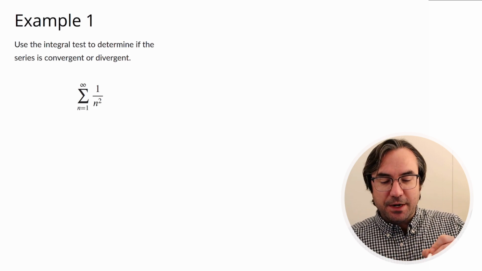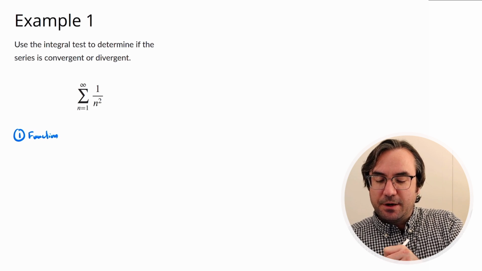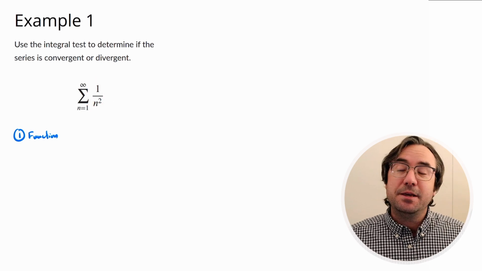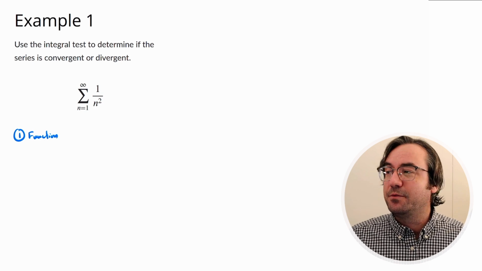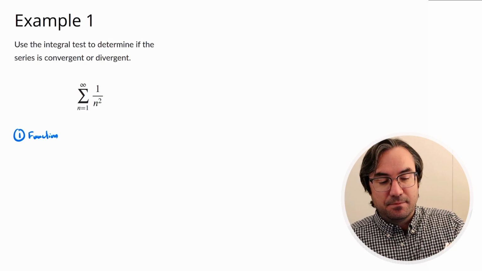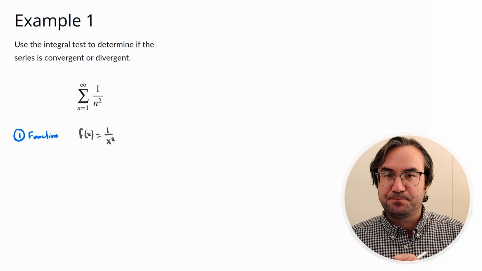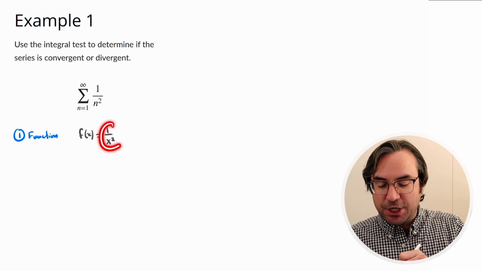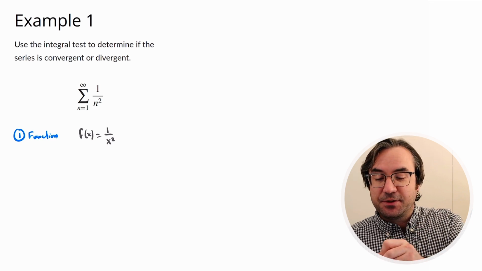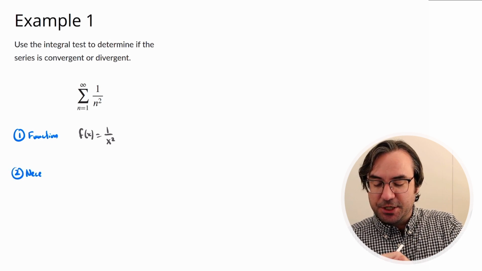So first thing we want to do, state the function. So what function are we going to be working with here? Well, it's not going to be 1 over n squared. We're going to convert it to a real variable function and call it f of x. And it's going to be 1 over x squared. All right, so now we want to just double check. Does this function satisfy the necessary conditions? So that's step 2. We want to go through and just look at those necessary conditions.